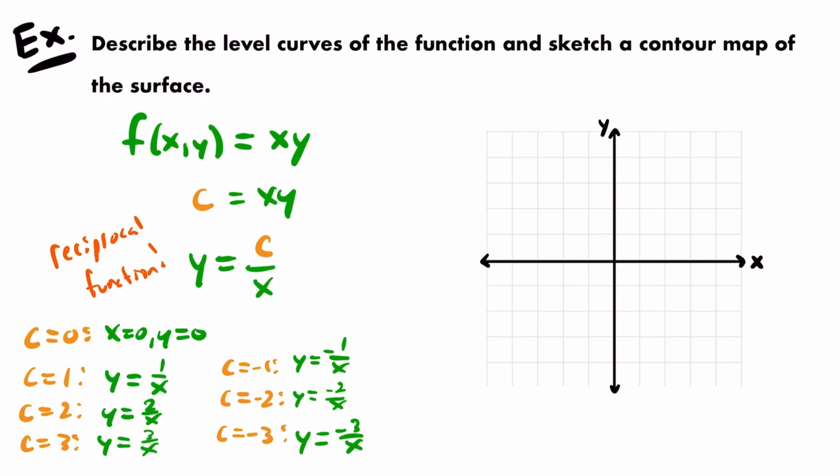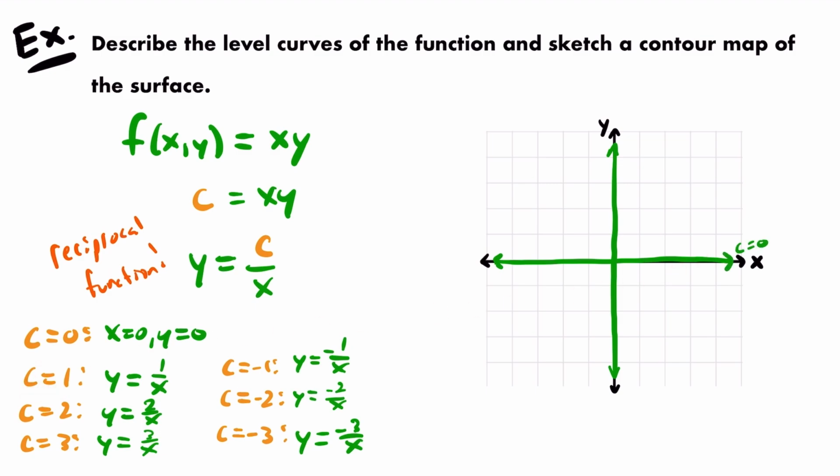Starting with c equals 0, x equals 0 and y equals 0 would make up the level curve. Those would just be the two axes of the coordinate system. Y equals 0 is the x-axis and x equals 0 is the y-axis. So if you want, you can just draw a line over each of those axes like this. That's totally fine. That is the level curve that corresponds to c equals 0.